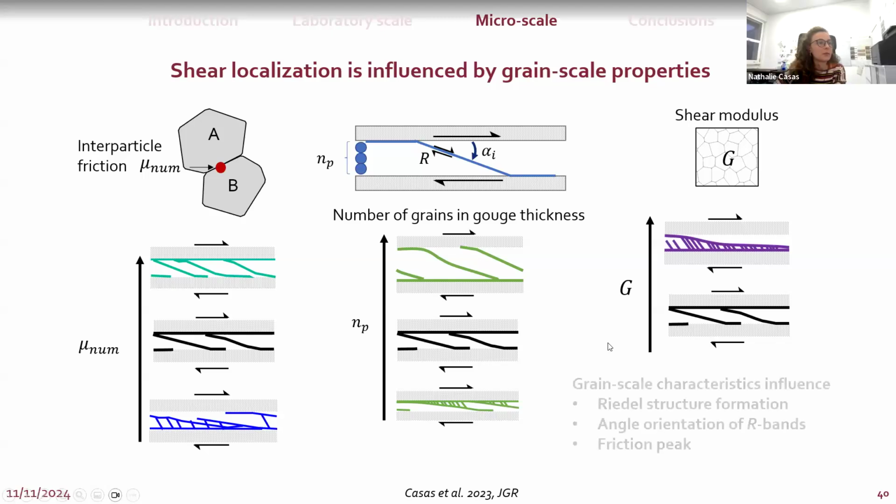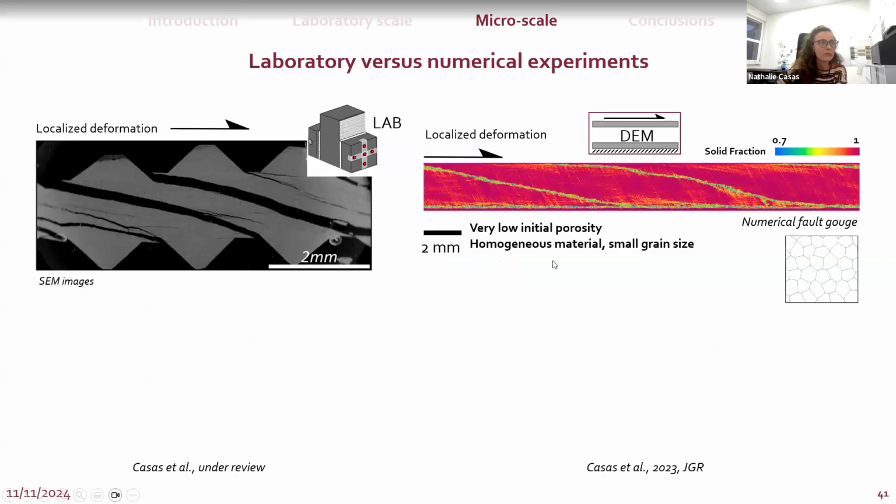So basically, grain scale characteristics, as you saw, can completely change the Riedel structure formation, the orientation of these Riedel bands, and also the friction peak that we have in the model. Now, if I compare the two microstructures I have, the one I showed you within the laboratory, and the one that I just showed you now with discrete elements.